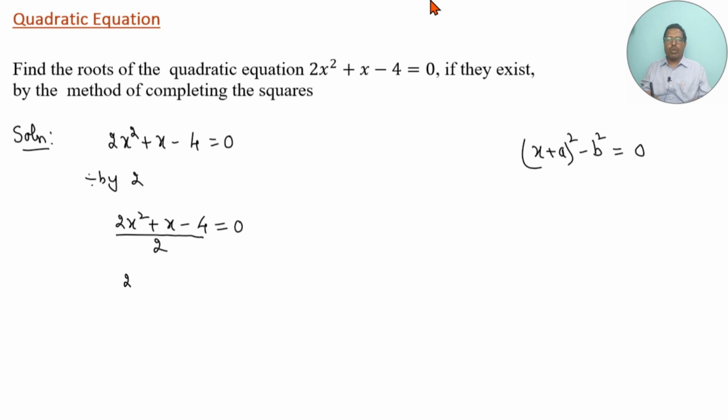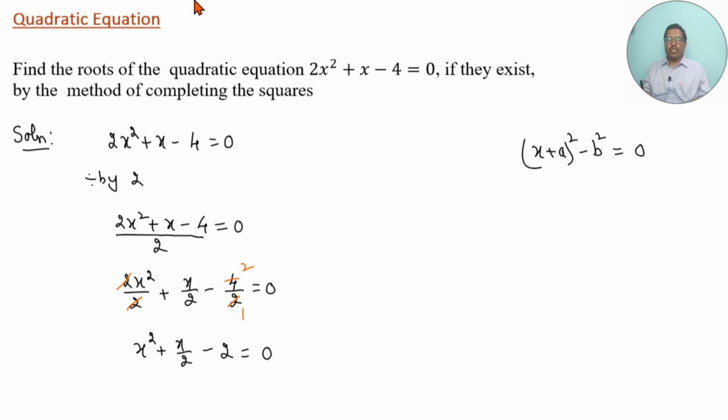Now we can divide each of the terms individually by 2. 2x square by 2 plus x by 2 minus 4 by 2 is equal to 0. So you can just cancel out: 2 ones are 2, and here 2 twos are 4. Therefore we will be getting the equation as x square plus x by 2 minus 2 is equal to 0.